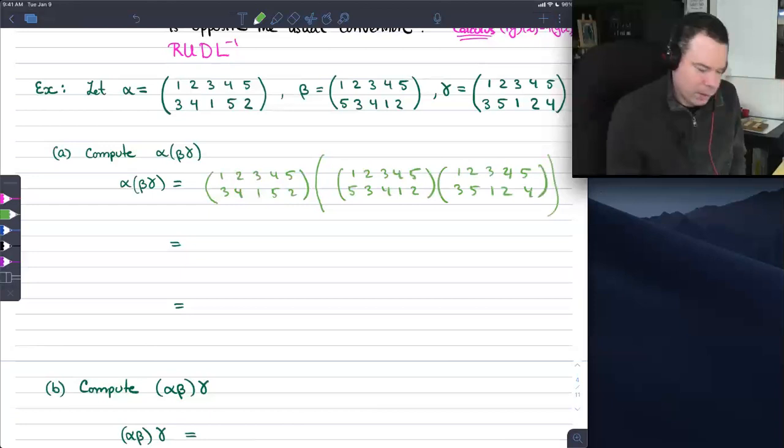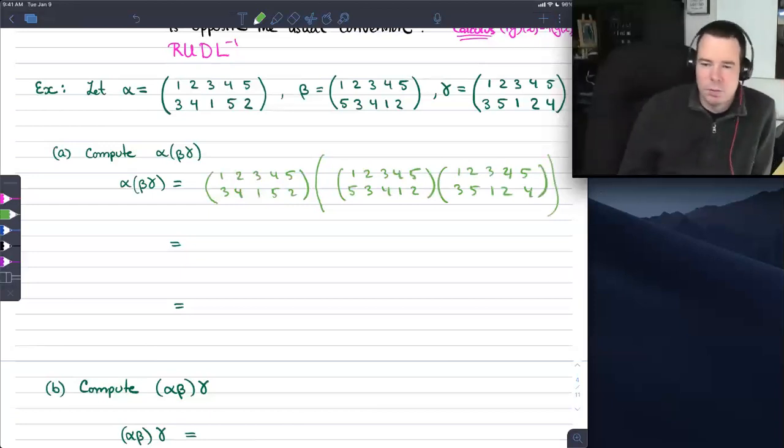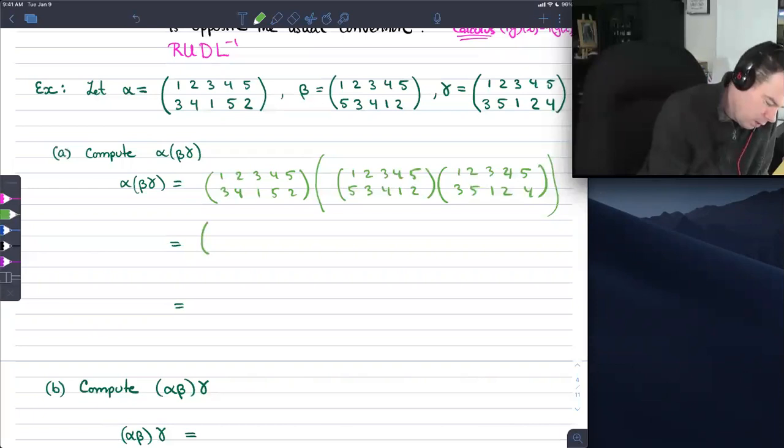And my grouping brackets are telling me which products I'm going to do first. Composition is only defined for two permutations. We can only combine two of them. But once we combine two of them, you can do a multiplication with another permutation. So if I'm going to write down the product of three permutations, I'm going to specify which ones to multiply first. So we're going to do the multiplication of the second two first.